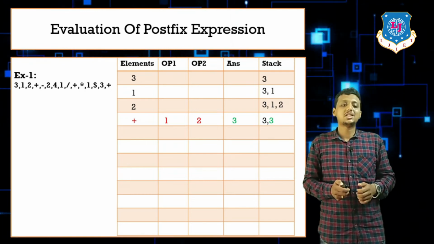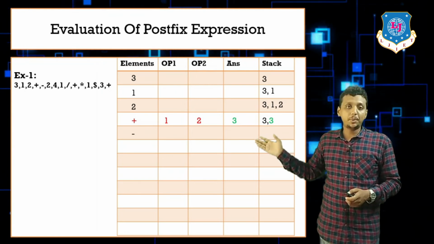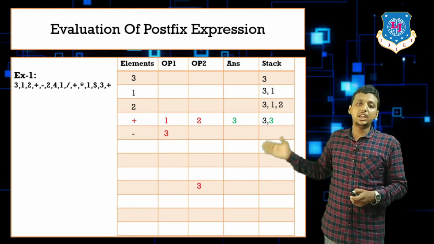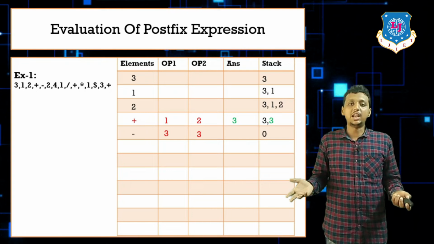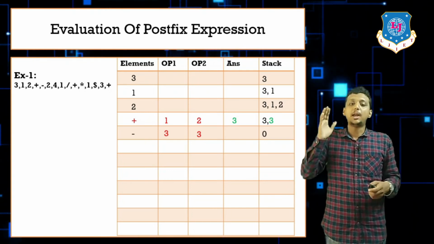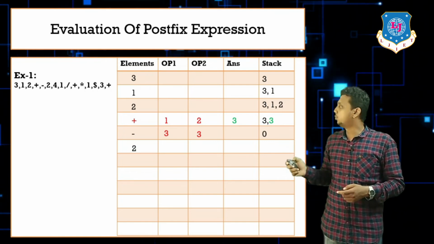Now, what's next? Students, next we have minus with us. So again it is an operator, so just pop both 3, 3. 3 minus 3, answer is 0. What do we have left? We still have the input string, so just continue this step and push the answer inside the stack again. Now, next we have 2 with us.